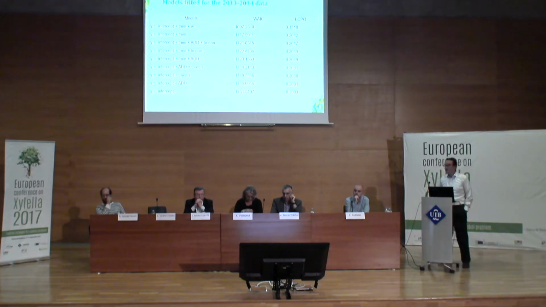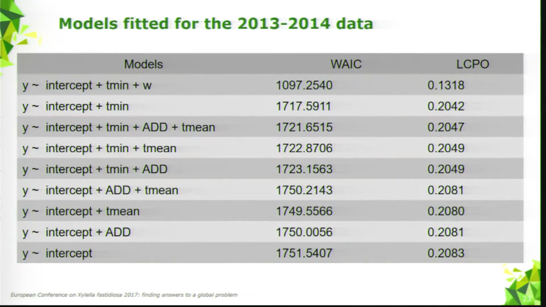So these are the different models that we fit to the data. And these are the two statistical indexes that we use to compare which model is better, okay? So this WAIC is the Watanabe-Akaike information criterion, an index for measuring the quality of model fit, okay, how the model fits the data. And this LCPO is to measure the quality of the prediction. And the lower the value of these indexes, the better the model, okay?